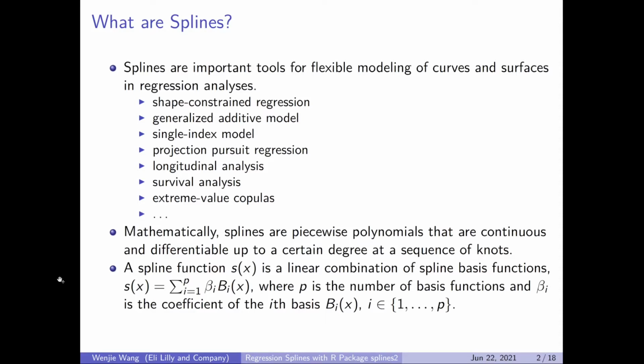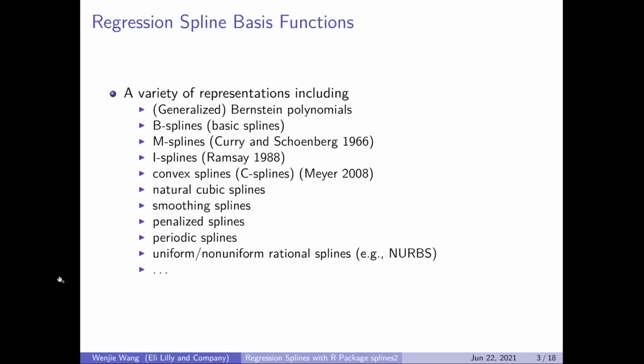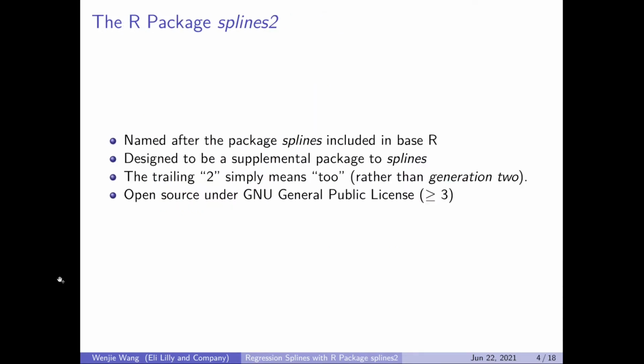Mathematically, splines are piecewise polynomials that are continuous and differentiable up to a certain degree at a sequence of breakpoints called knots. A spline function is a linear combination of spline basis functions. There's a variety of representations of basis functions, including generalized Bernstein polynomials, b-splines, m-splines, i-splines, convex splines named c-splines, and so on. Due to the time limits, we're not going to cover each one of them in detail.